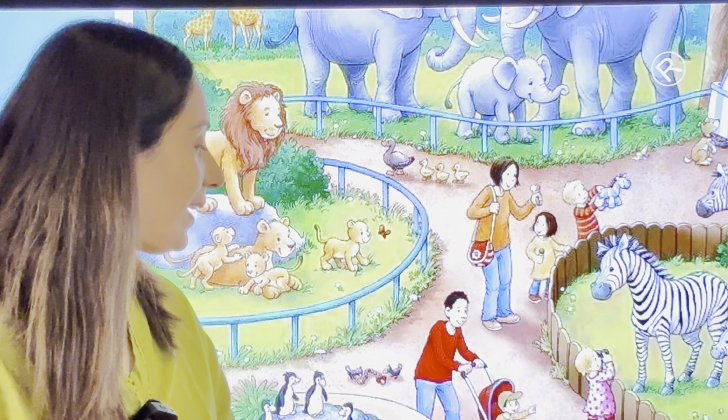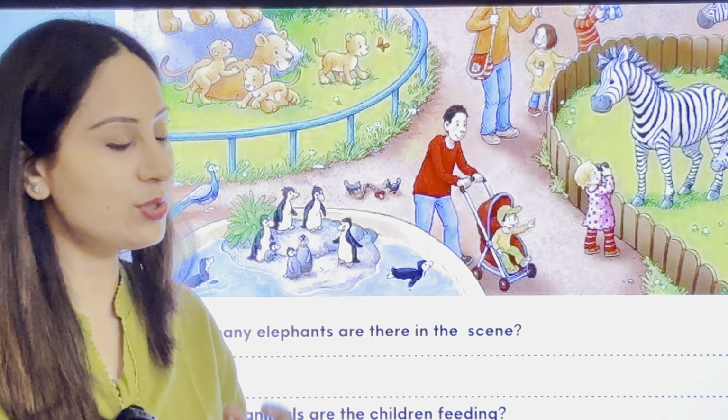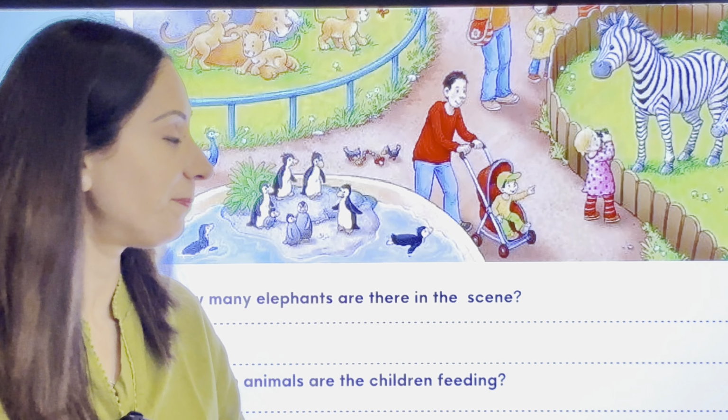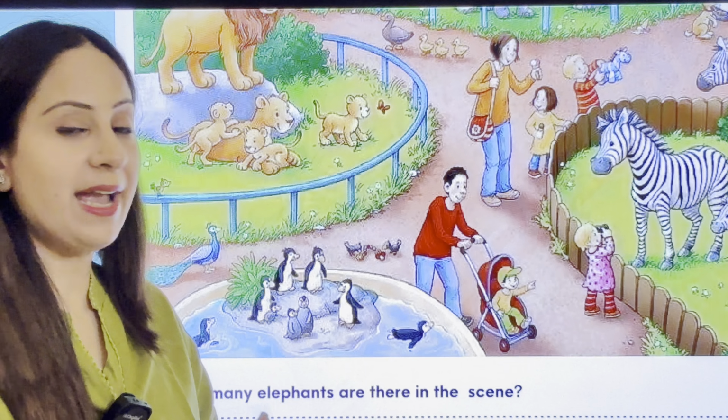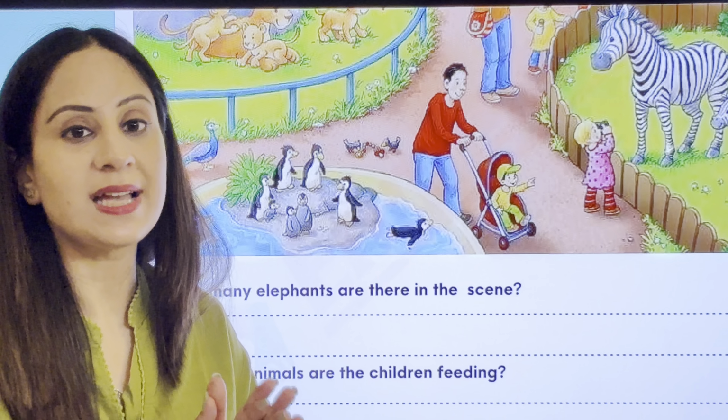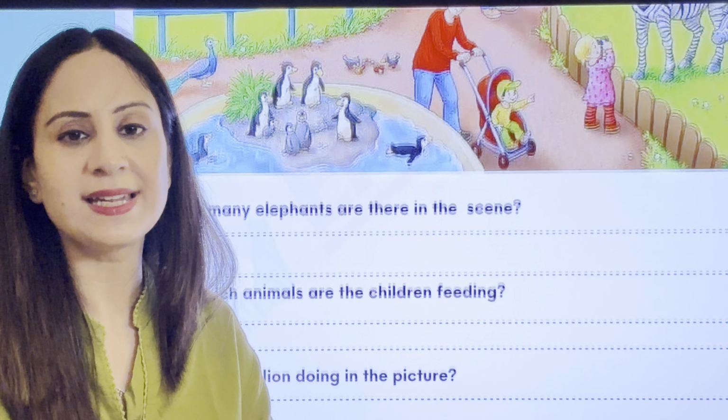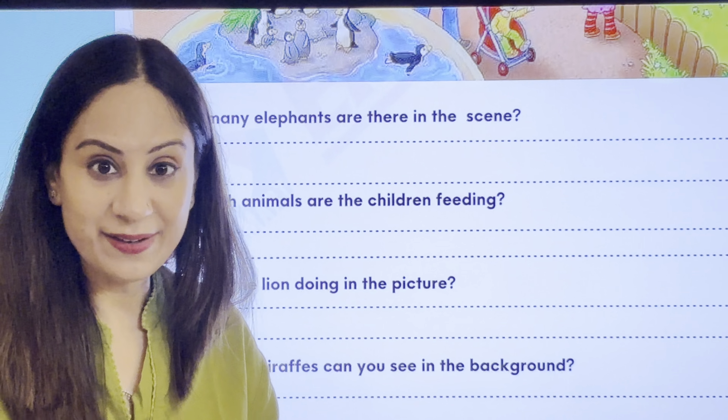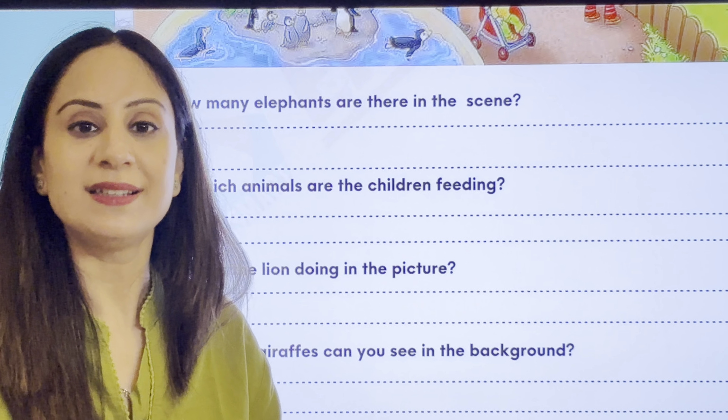Now let's see what questions you are supposed to solve. Also, there is another section of penguins. How many elephants are there in the scene? So you will simply write there are two elephants and a calf in the scene.